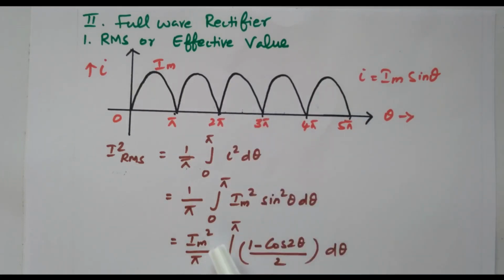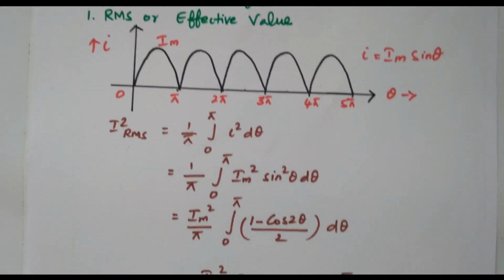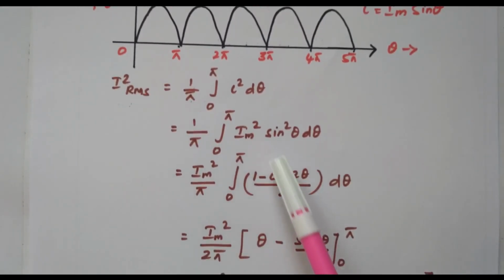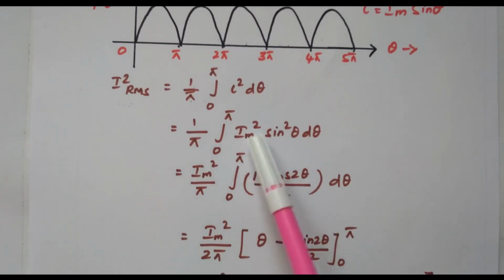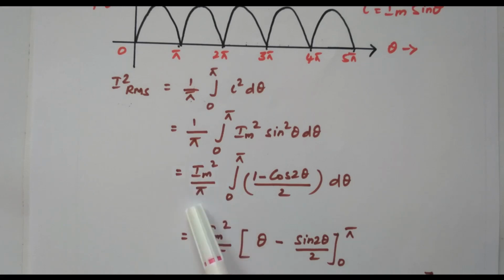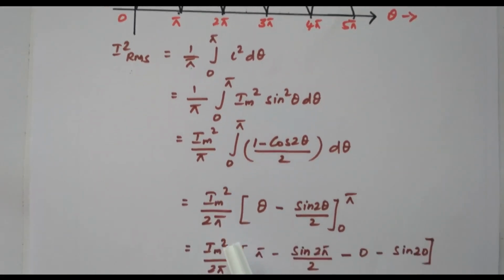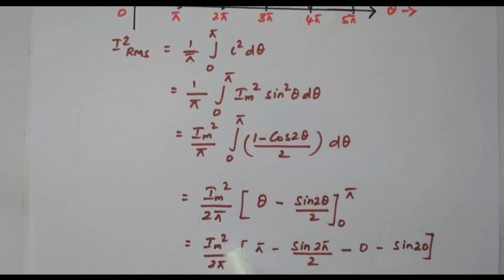Now we substitute the limits, 1 by pi, 0 to pi, and substitute the value Im square sin square theta. Since i is Im sin theta, when squared it becomes Im square sin square theta. In order to integrate, we need to change sin square theta to 1 minus cos 2 theta divided by 2. Im square is taken outside, so Im square by pi. I will go for the integration, Im square by 2 pi.